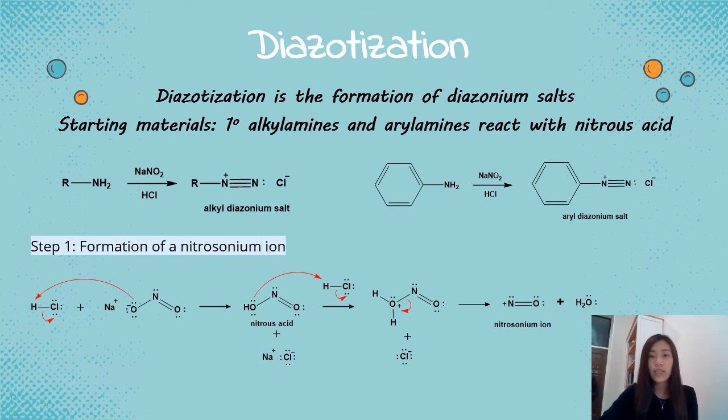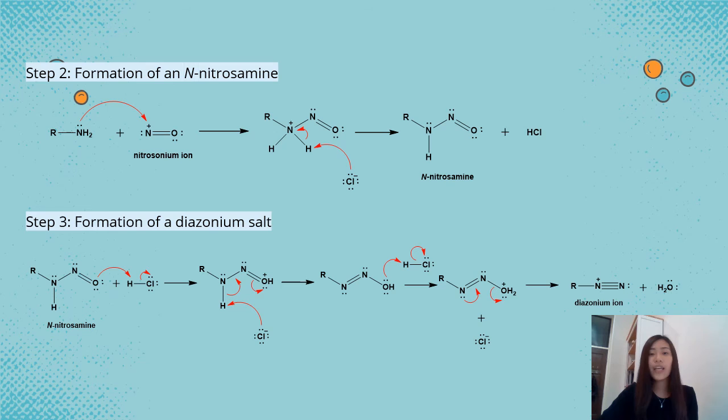NaNO2 reacts with HCl to form nitrous acid. The nitrous acid reacts with HCl and the removal of water will form a nitrosonium ion. The next step is the formation of an N-nitrosamine. The nucleophilic attack of the primary amine on the nitrosonium ion and the deprotonation by chloride ion forms an N-nitrosamine. The following steps involve the reaction of N-nitrosamine with HCl. After several steps of proton transfer and the loss of water, the diazonium salt is formed.